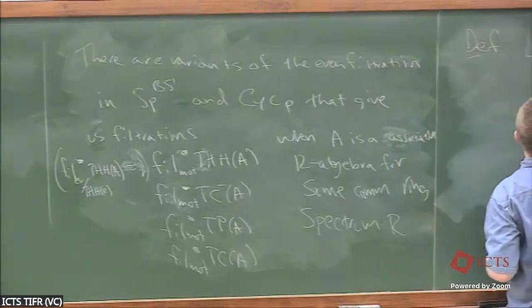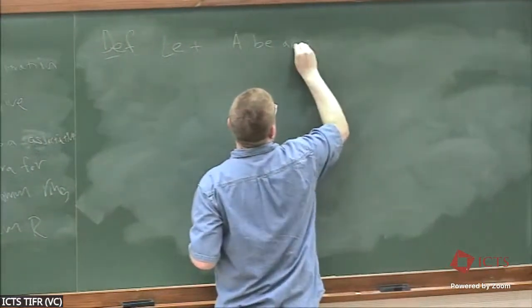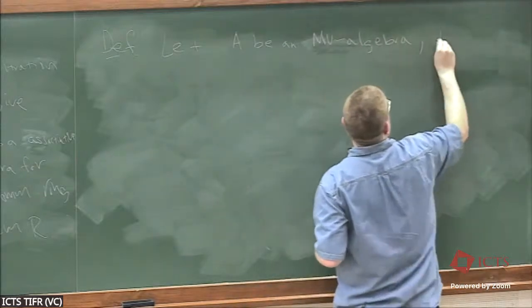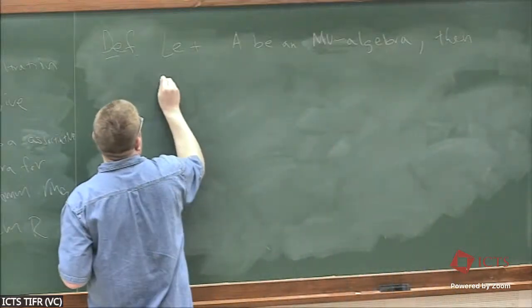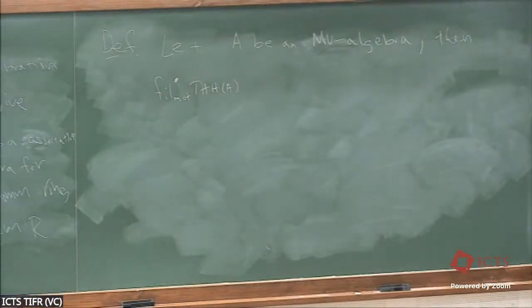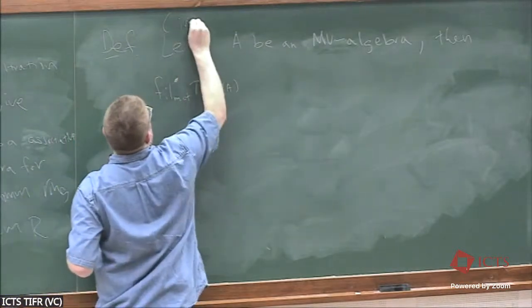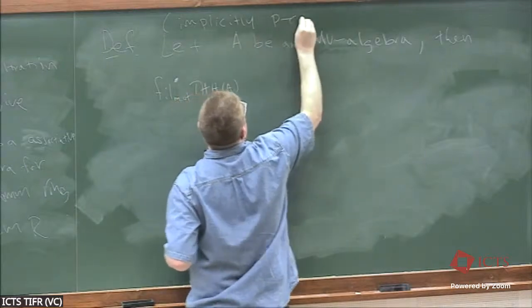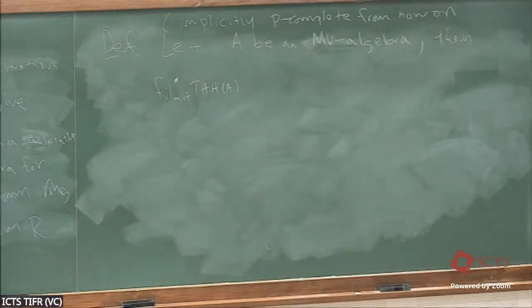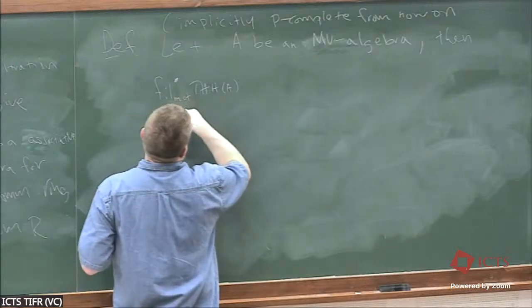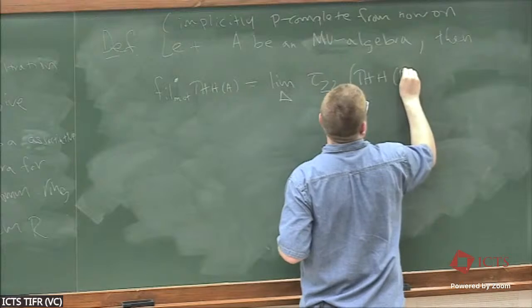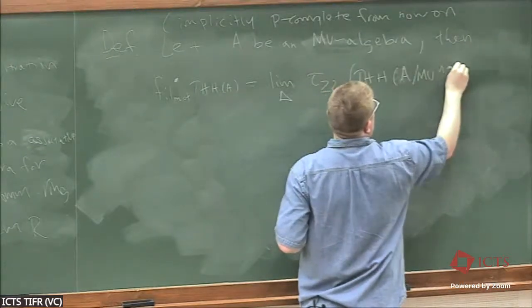So let A be an associative, let me just say an MU algebra, then we can define Fil^mot of THH of A. I'm going to start implicitly decompleting here. Sorry about that. So really, you also need to do the p-complete version of these filtrations. So then this is going to be the limit over Delta of tau going up to 2 star of THH of A over MU smash bullet plus 1.